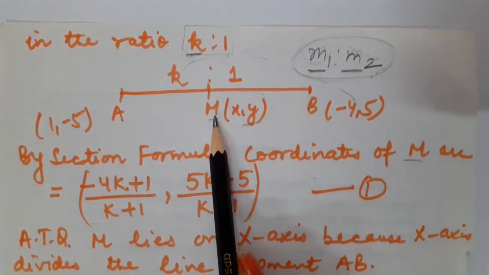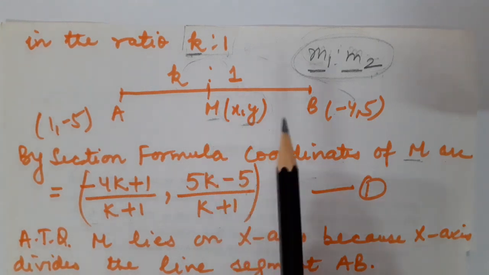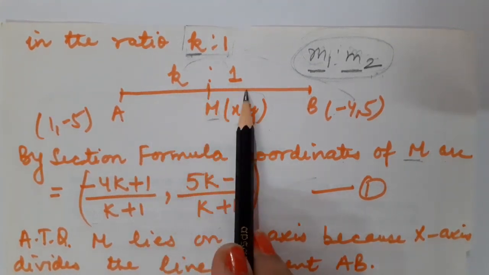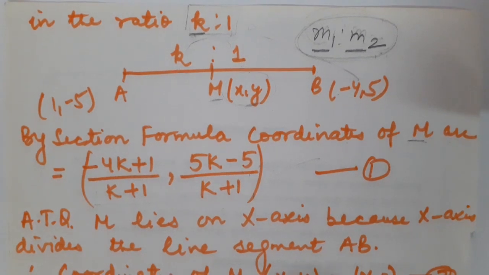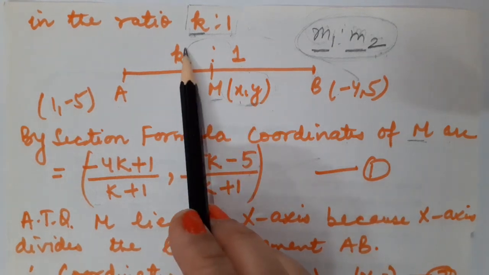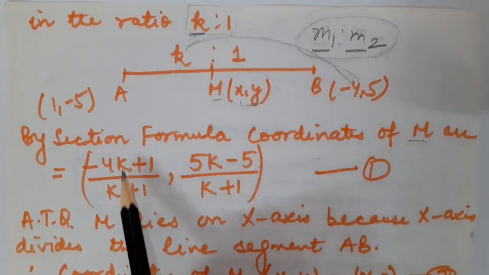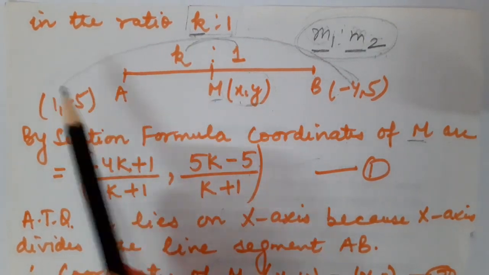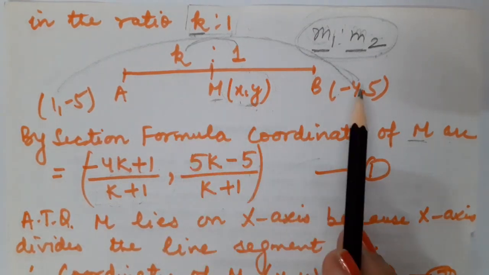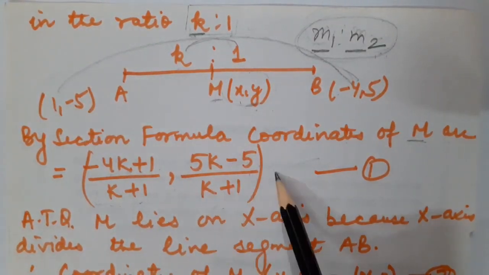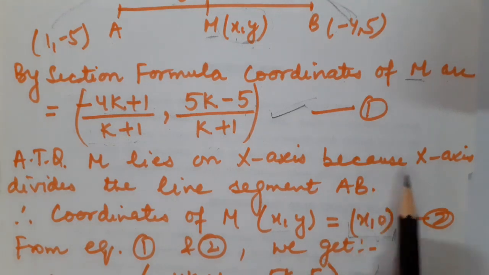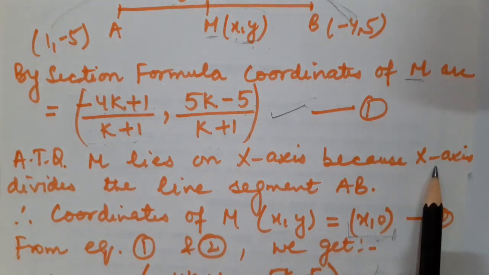So this is the line segment. Let this point M, which I told you is basically the point of division, and its coordinates right now I have assumed as (x, y). So this is K:1. Okay, let us apply section formula. So the coordinates of M will be x is equal to minus 4 into k, that is minus 4k, plus 1 into 1, that is 1, upon k plus 1. This is the sum of the ratio. Comma, y is equal to 5k minus 5 upon k plus 1. Okay. As it is given in the question that M lies on the x-axis, so on the x-axis, children, you know that the y coordinate is always 0.